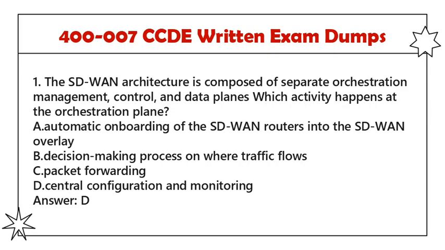1. The SD-WAN architecture is composed of separate orchestration management, control, and data planes. Which activity happens at the orchestration plane? A. Automatic onboarding of the SD-WAN routers into the SD-WAN overlay. B. Decision-making process on where traffic flows. C. Packet forwarding. D. Central configuration and monitoring. Answer: D.